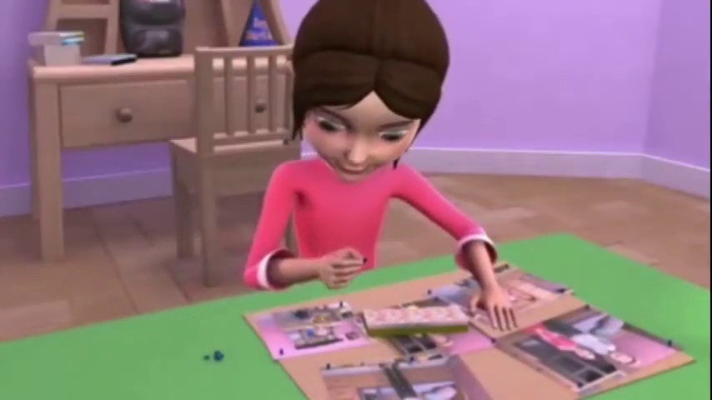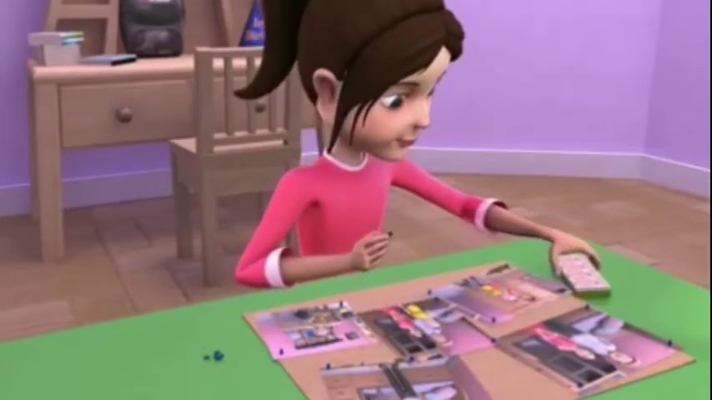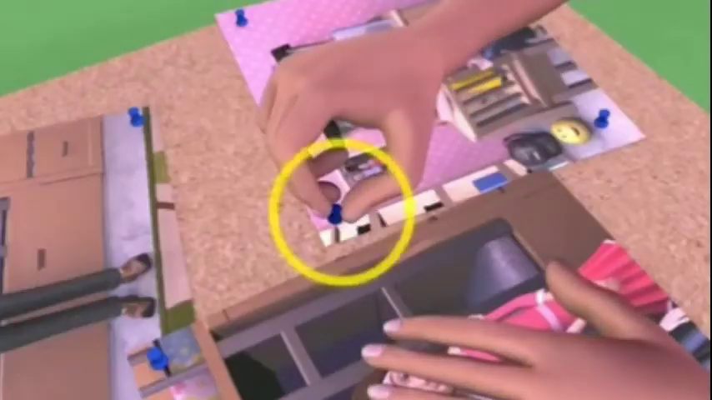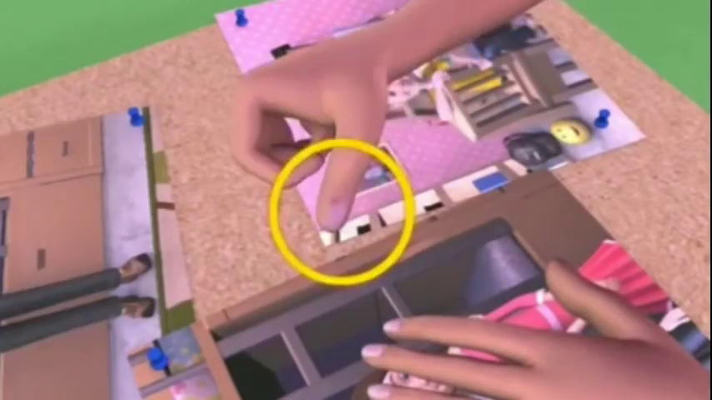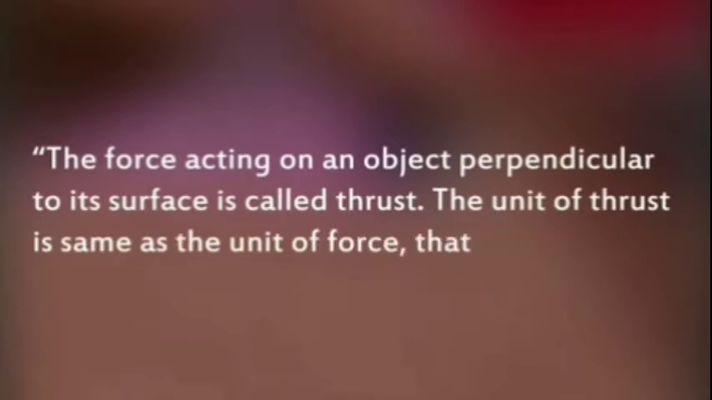Suppose you need to fix a poster on a notice board. For this, you need to press the pin using your thumb. When you apply force on the head of the pin, the force acts perpendicularly on the sharp end of the pin, and the pin gets into the cardboard easily. The force acting on an object perpendicular to its surface is called thrust. The unit of thrust is same as the unit of force, that is Newton.